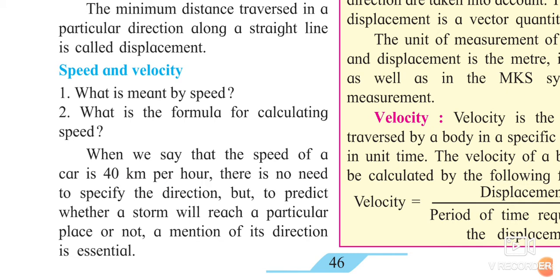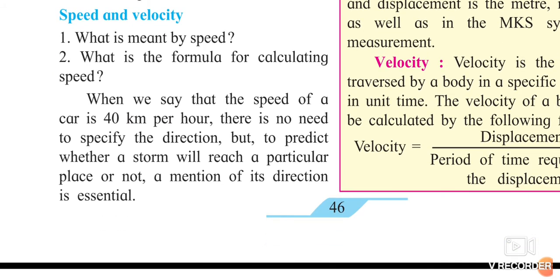Now there are many trains, Shatabdi, Konkan Kanya and all. But Shatabdi is one of the fastest. It is an express railway. It takes less time to travel from Kankavli to Mumbai compared to other trains, so we can say the speed of Shatabdi is more, because it is traveling in less time. When we say that the speed of a car is 40 km per hour, there is no need to specify the direction. You may be going north, south, anyhow.